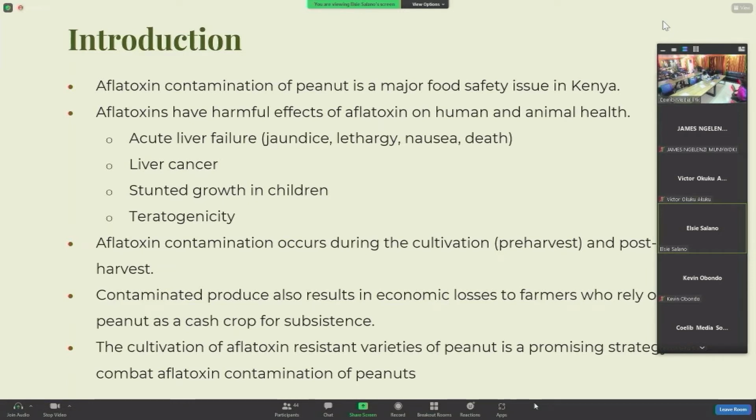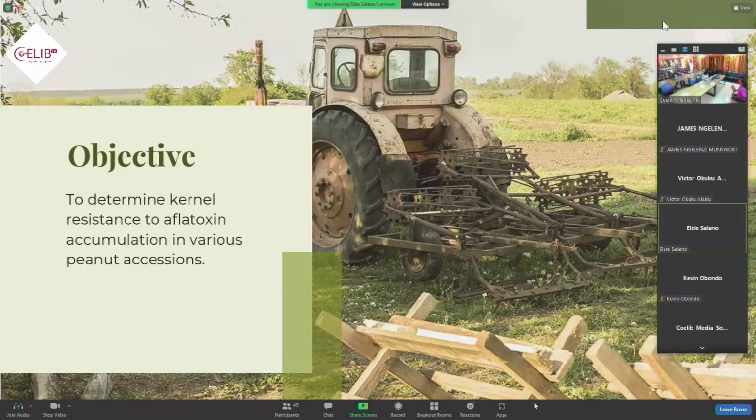Aflatoxin is a dangerous mycotoxin because it's associated with different health effects such as acute liver failure, liver cancer, stunted growth in children, as well as teratogenicity. Peanut is usually contaminated with aflatoxin during cultivation, that is pre-harvest in the farm, as well as post-harvest. The contaminated products usually result in economic losses to farmers who rely on peanut for subsistence. One promising strategy to combat aflatoxin in peanut is cultivation of peanut varieties with the ability to resist the accumulation of aflatoxins. The objective of this study was to determine kernel resistance to aflatoxin accumulation in various peanut accessions.